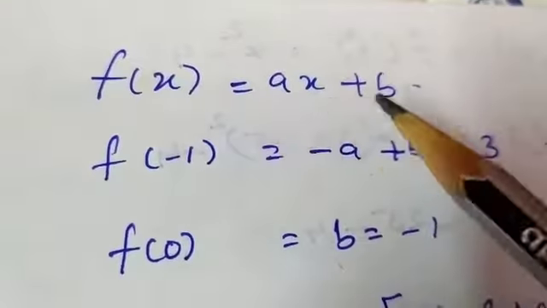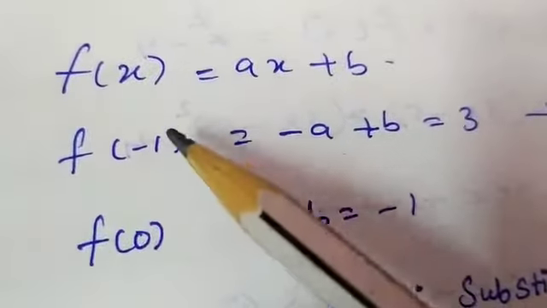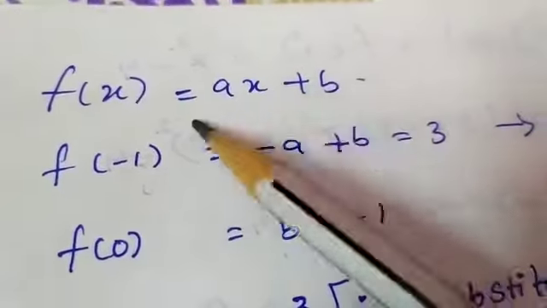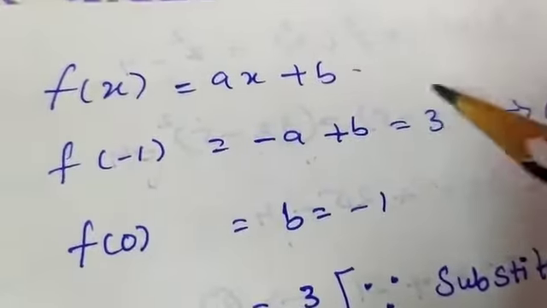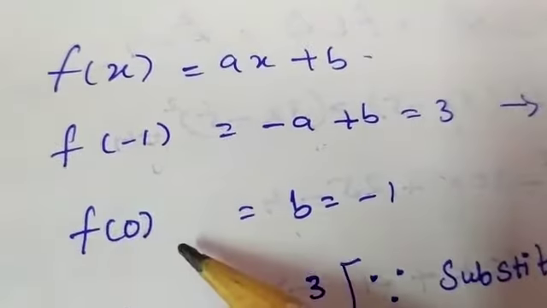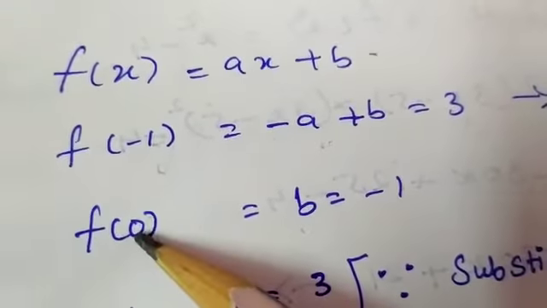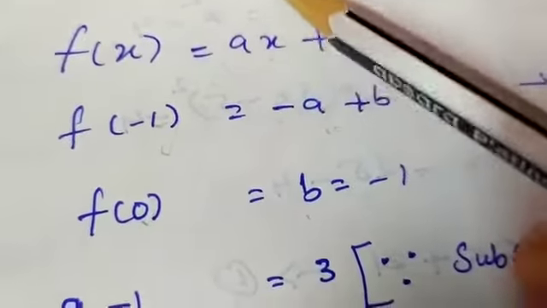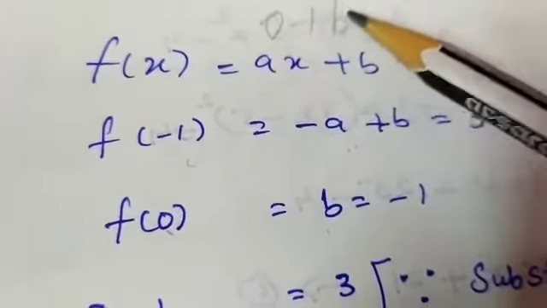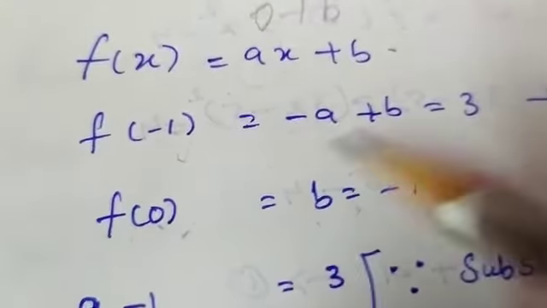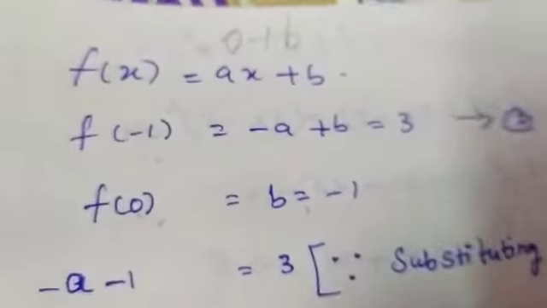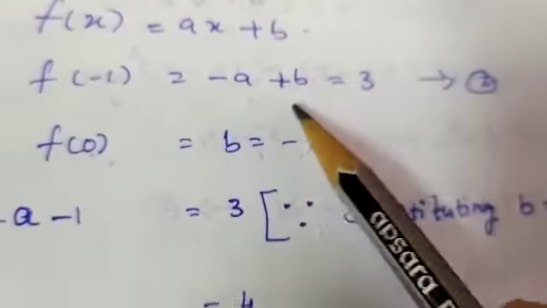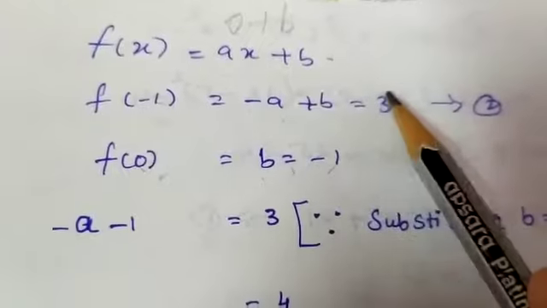Already we know that f of x equals ax plus b. Then I'm putting the value of -1 in the place of x. I'll get a into -1, that is -a plus b equal to 3. This is my second equation. Then when I put 0 in the place of x, I'll get a into 0, the whole thing will become 0 plus b. Then I'll get b. So f of 0 value is -1. Already we have found it.